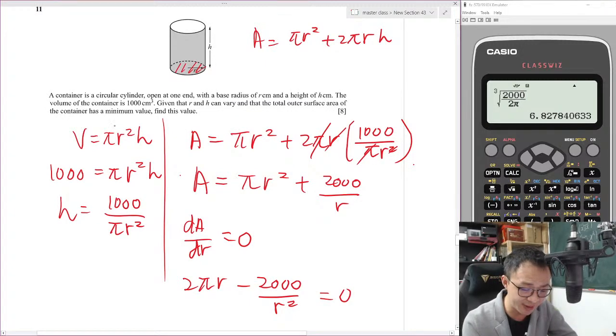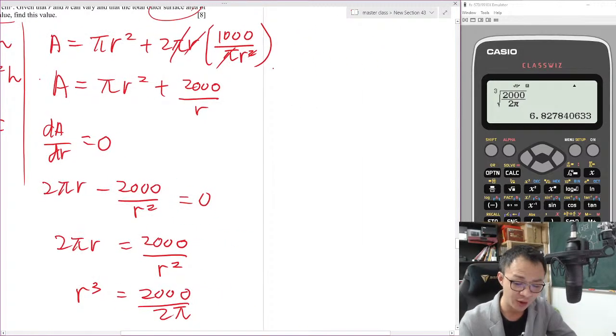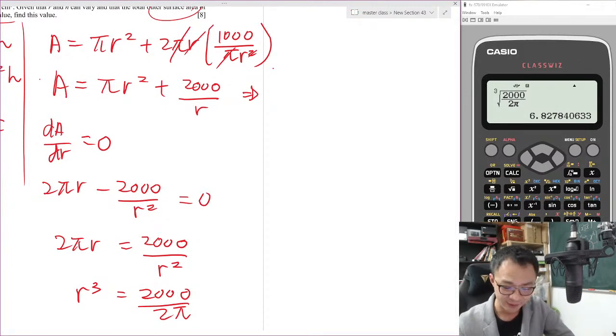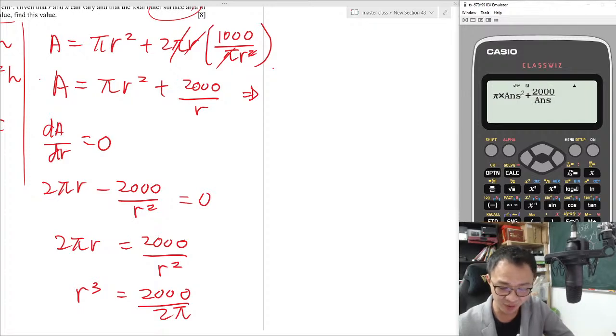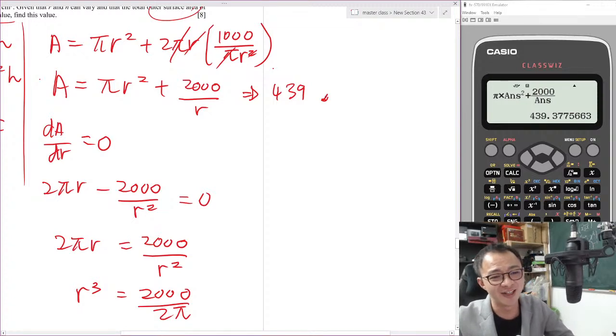Because the question says they want to find the minimum value for the surface area, I need to plug this value back into my A equation here. Depending on how accurate you want, if I want it very accurate, maybe I can just type pi multiplied by my answer squared and then plus 2000 over my answer. So I try to use all the decimals here. So I will get about 439. Is 439 my final answer here? I hope so.